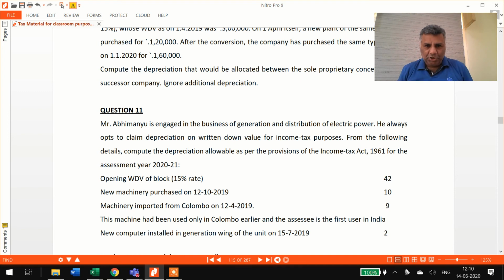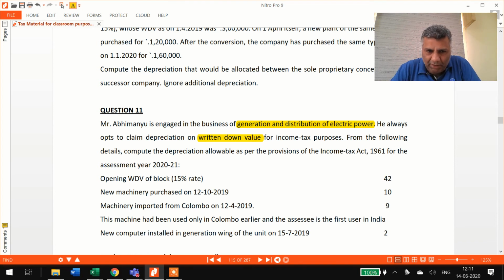Let's finish the two more questions in the class itself, so that we are not in a hurry and we are not leaving anything without doing. Question number 11. Abhimanyu is engaged in the business of generation and distribution of power, that is also manufacture, and opts to claim the written down value method, which means he can have a block of assets and he will have additional depreciation. From the following details, compute the depreciation as per the provisions.